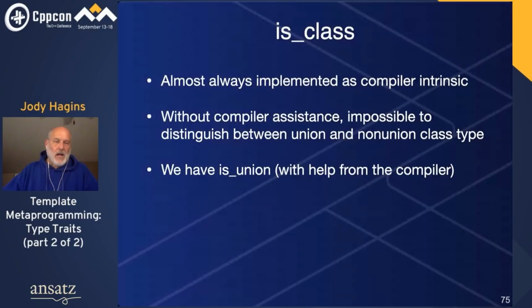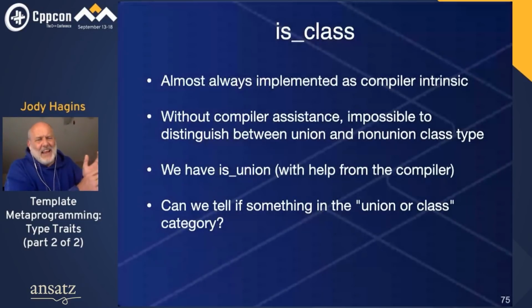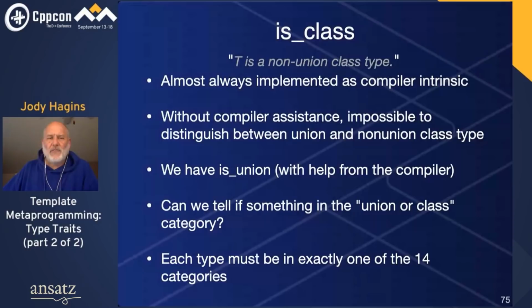So if we could tell the difference between a union or a class, or at least be able to group them into a category, right? There's these 14 different unique types. And if we could separate the ones that are either union or class, I know without help from the compiler I can't tell the difference between a union or class, but maybe I can at least group those two off from the rest of the herd. And each type must be in exactly one of 14 categories, right? So I know that if the type is either a union or a class, then I can discount the ones that are union, because I already have that meta function.